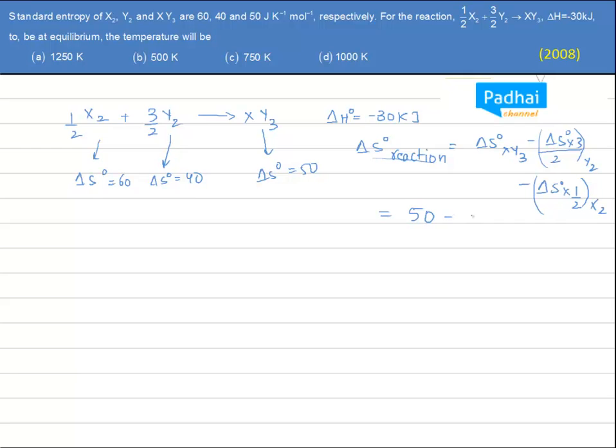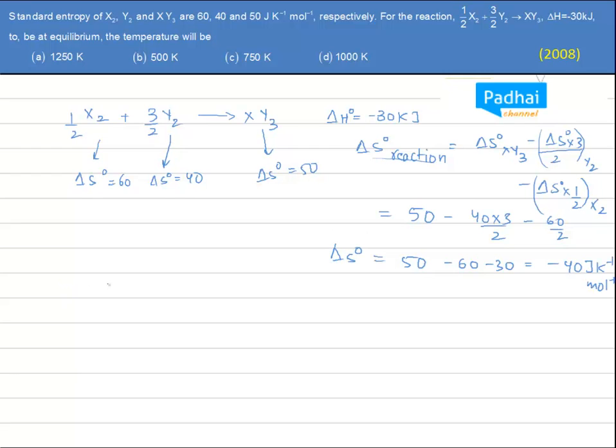50 minus 40 into 3 by 2 minus 60 by 2. So this will be 50 minus 60 minus 30. This will be equal to minus 40 net. This is basically in joule per Kelvin per mole. This is delta S naught for the reaction.